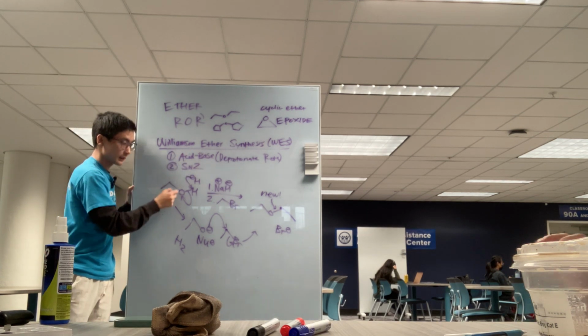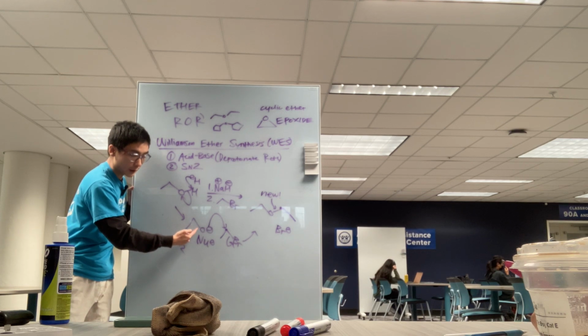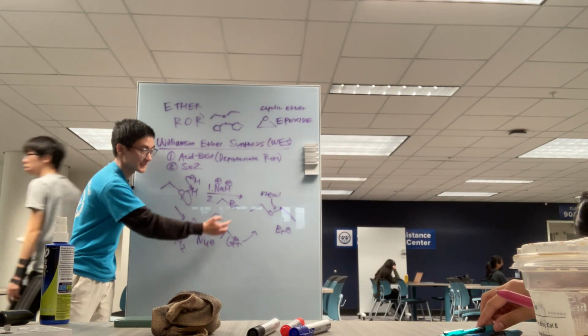So Williamson ether synthesis is a two-step synthesis problem. The first step was acid-base, where we deprotonated the alcohol to create this nucleophile alkoxide ion. Then the alkoxide ion nucleophile is used to do SN2 to attack that electrophile to create this ether right here.